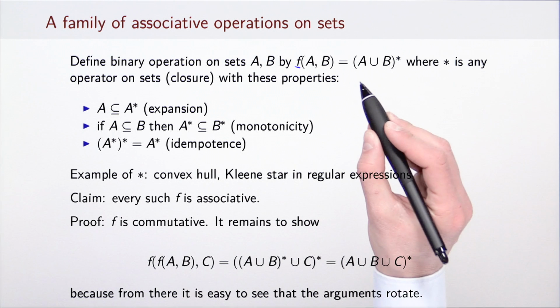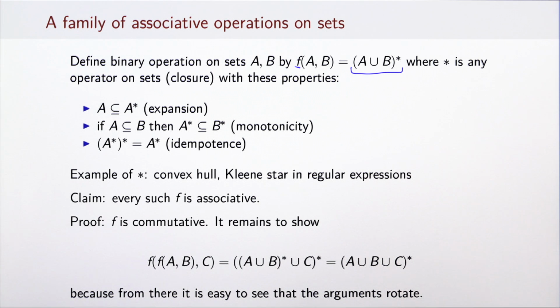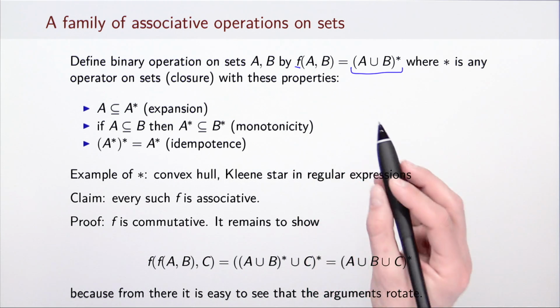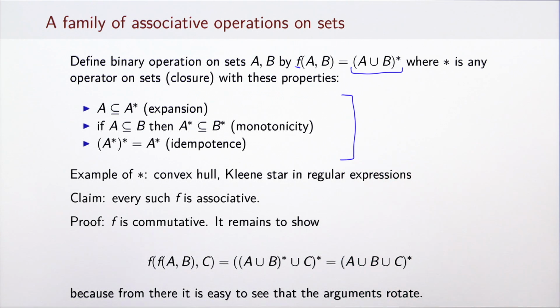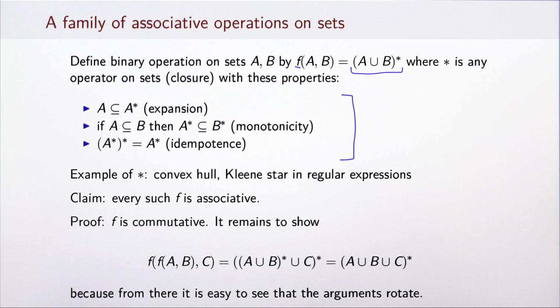In practical applications, we might not be computing with the sets of elements exactly, but we might be computing with their discrete representation. Examples of such an operation and the corresponding closure operator are the convex hull of a set of points or the Kleene star for regular expressions. Now the claim here is that F defined in such a way is always associative, whenever we define F in such a way and the three properties of the closure operator hold. Now we can immediately observe that F is commutative. F of A, B is equal to F of B, A because of the definition of F.